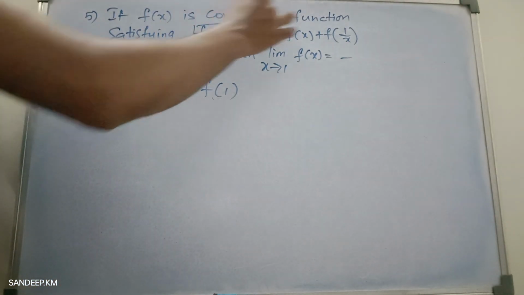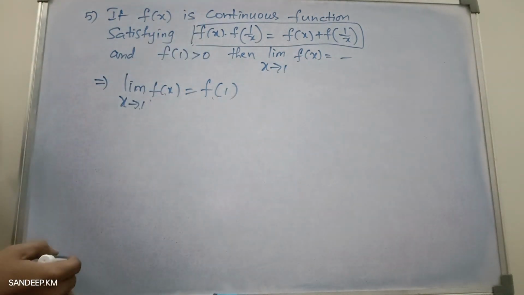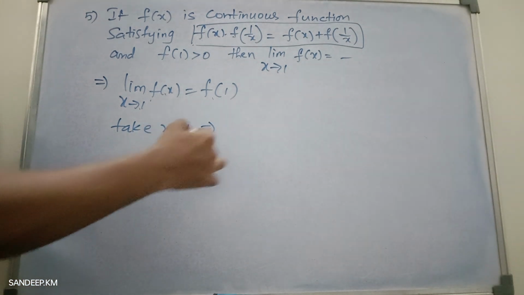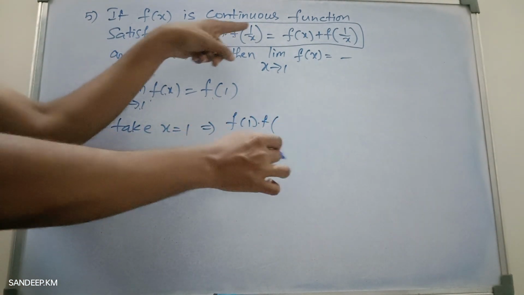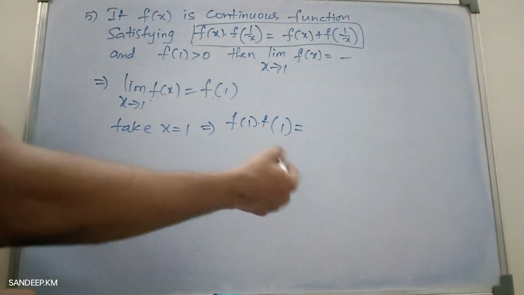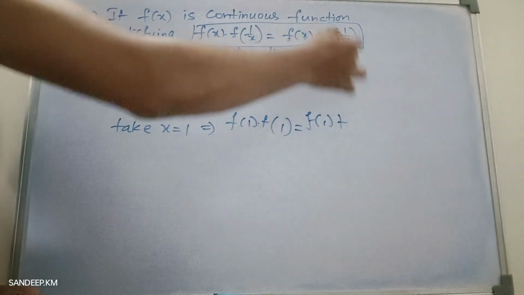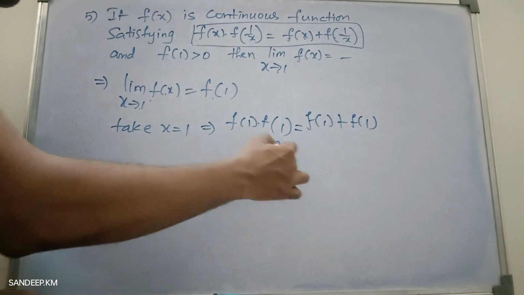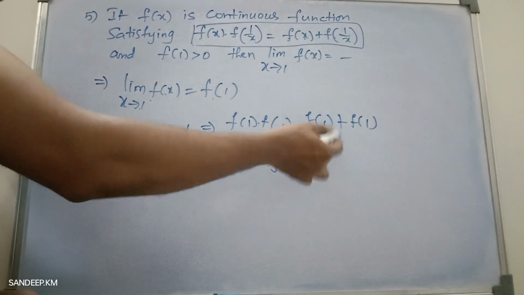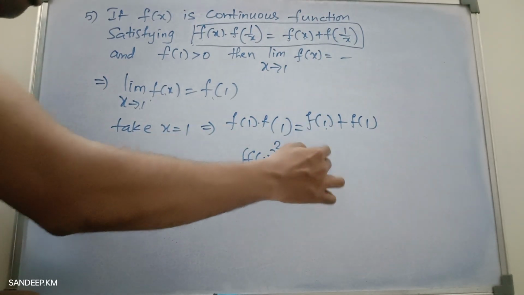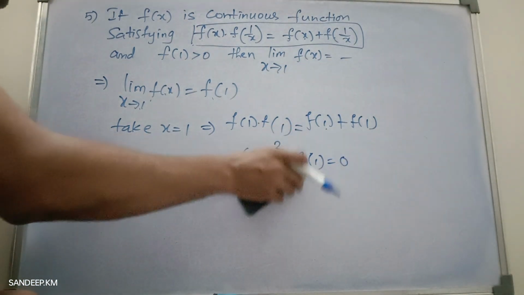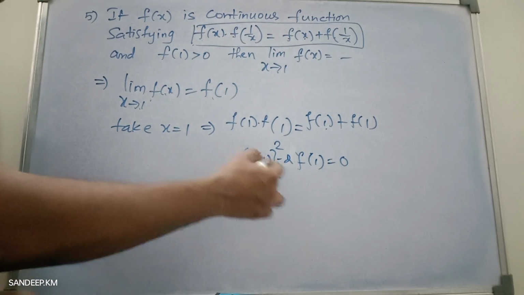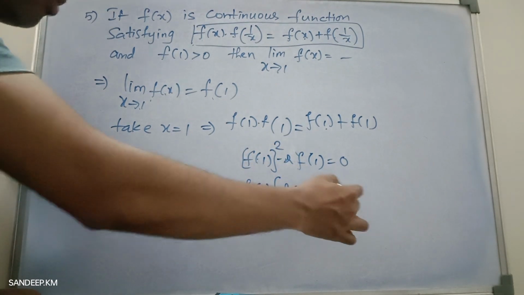Let me use functional relation to find f of 1. So, what shall I do? Take x is equal to 1 in this functional relation. So what do we get then? F of 1 into f of 1 by 1 is also f of 1 is equal to f of 1 plus f of 1 by 1, which is again f of 1. F of 1 into f of 1 is f of 1 whole square, and this is 2 times f of 1. Take it left side. I just took 2 into f of 1 to the left side. Next you can take f of 1 common into f of 1 minus 2 equal to 0.